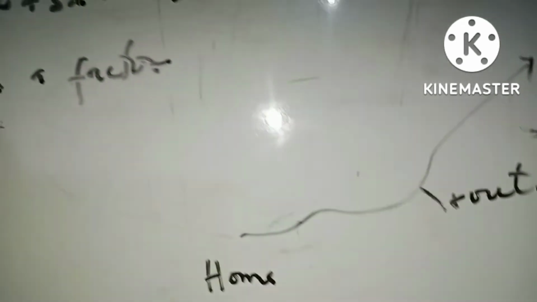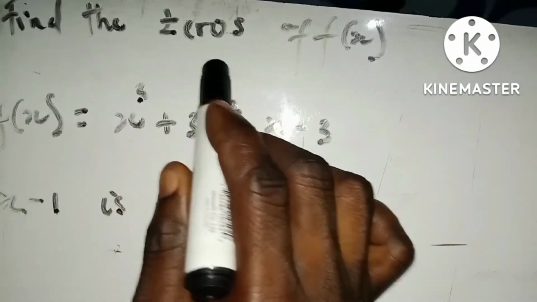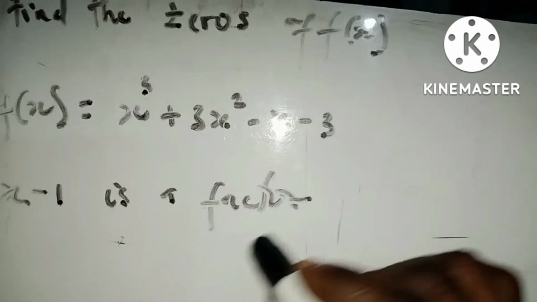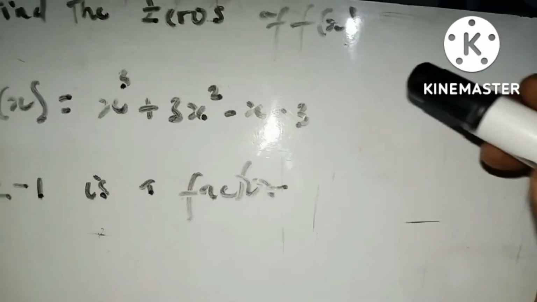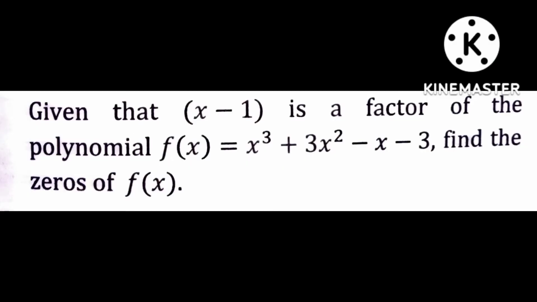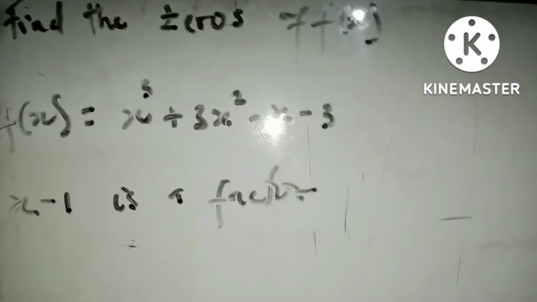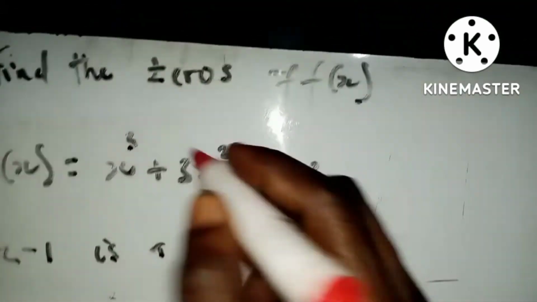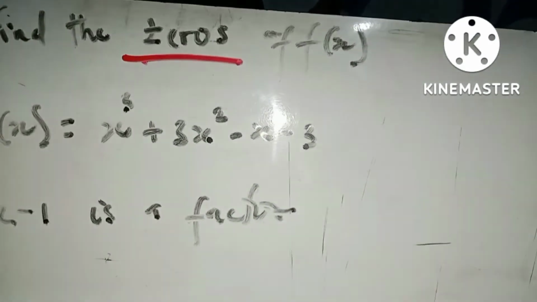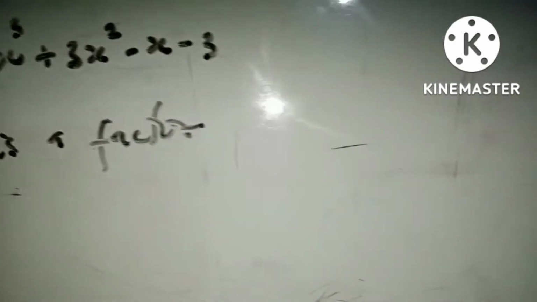Now the idea here is that you should know the meaning of the zeros of this polynomial so that you walk on that route to the destination. So let's have a look at this question and see how to go about it. The meaning of the zeros of a polynomial is this: it is not the normal zeros that we know.